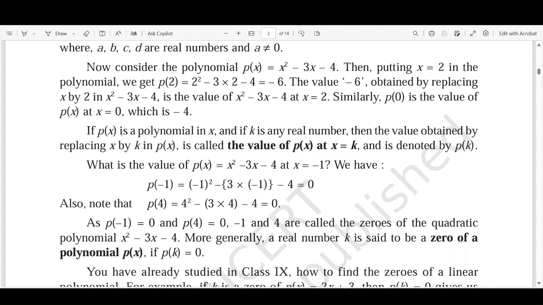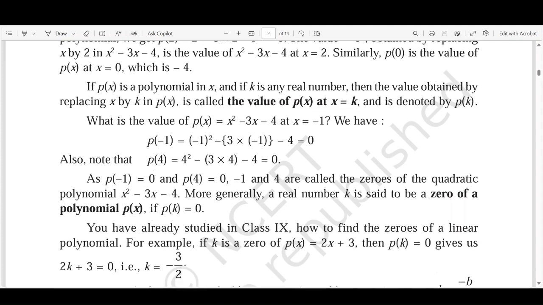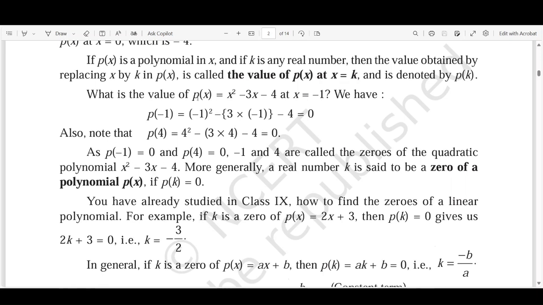So in general, if p of x is a polynomial in x and if k is any real number, then the value obtained by replacing x by k in the polynomial p of x is called the value of the polynomial at x equal to k, and we denote that as p of k. So easily we can determine the value of the polynomial for any x value, right? And here they have given one more example. They have considered a quadratic polynomial x square minus 3x minus 4, and if they put x equal to minus 1 and x equal to 4, they get the values to be 0.